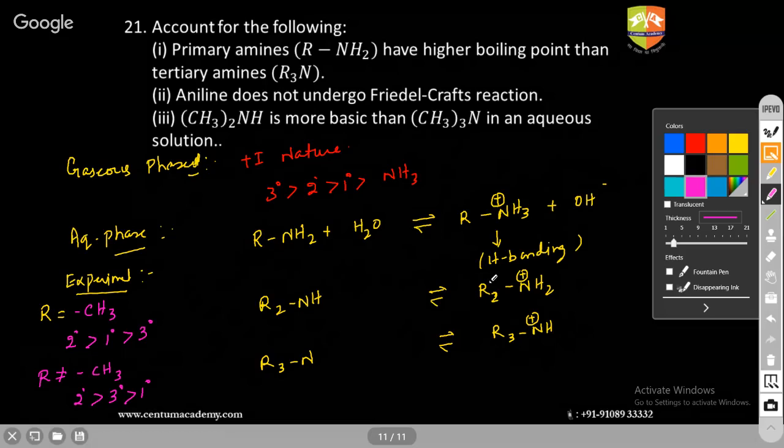But in case of gaseous phase, I effect is the dominant factor. So we'll only decide according to the I effect. More alkyl group, more will be the I effect, and hence more will be the basicity. Understood? So this is a very important one. Okay, next question we'll see.